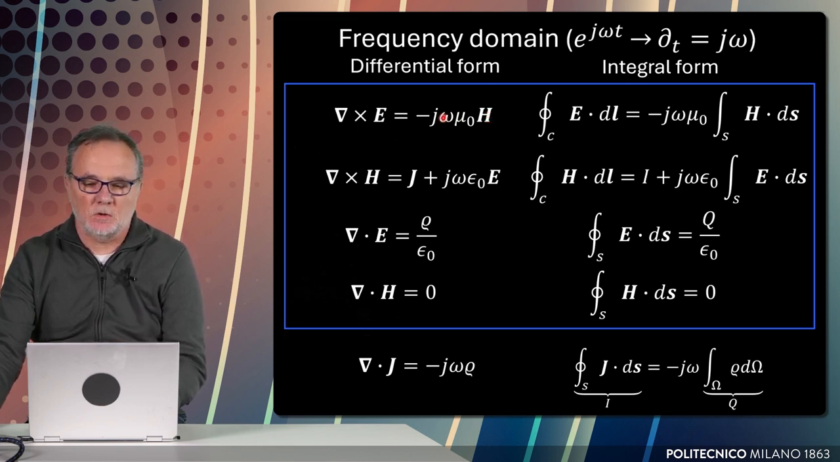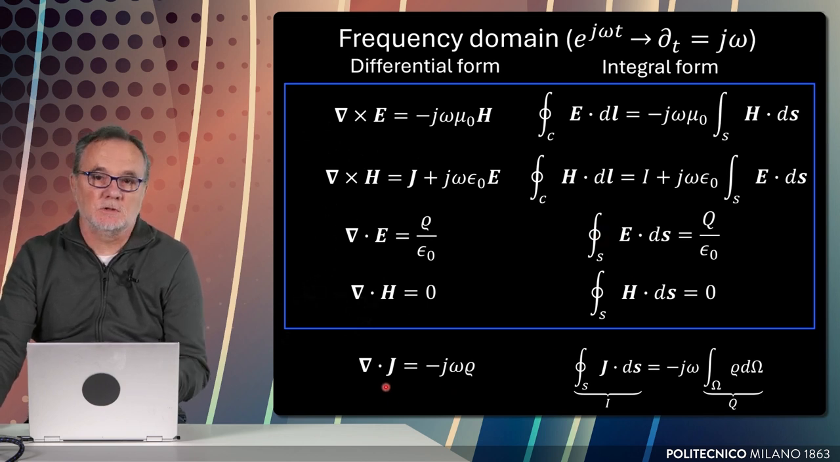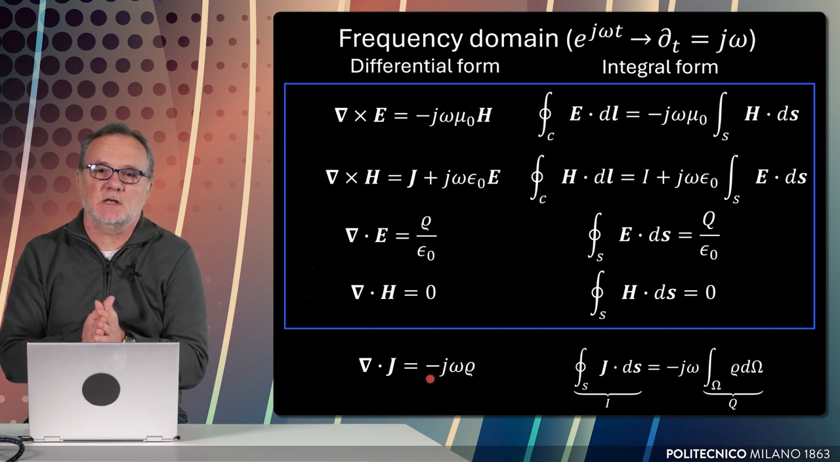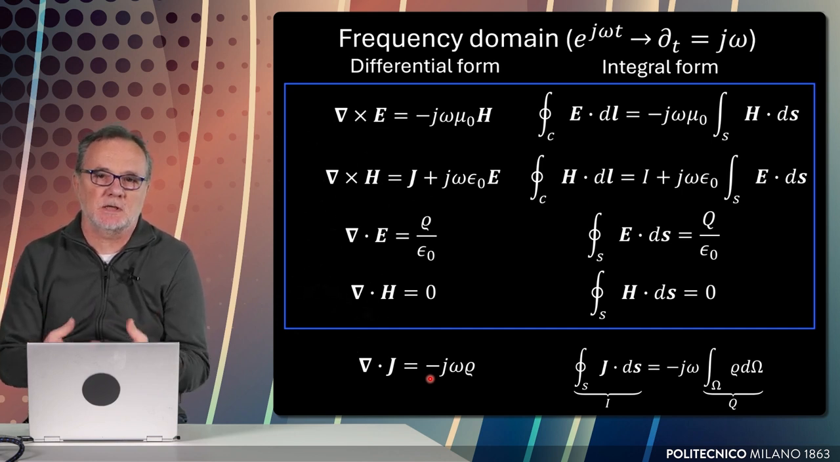As you see, we get rid of all time derivatives and we are left only with space derivatives. The set of equations is rewritten here for clarity. And also for the continuity between charges and current, we obtain the same result. Whenever we see a time derivative, we replace it with the algebraic operator j omega multiplying.